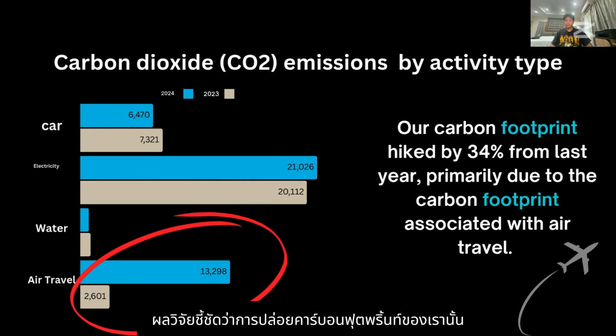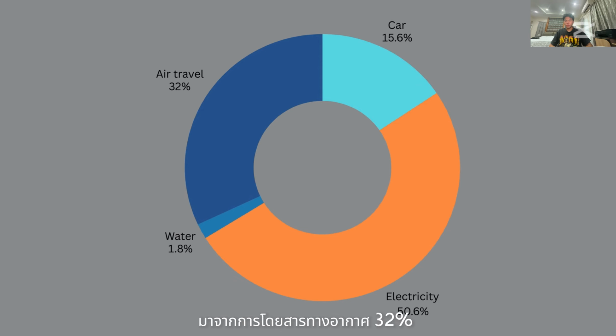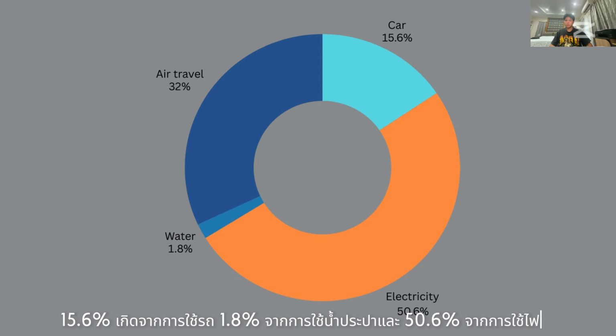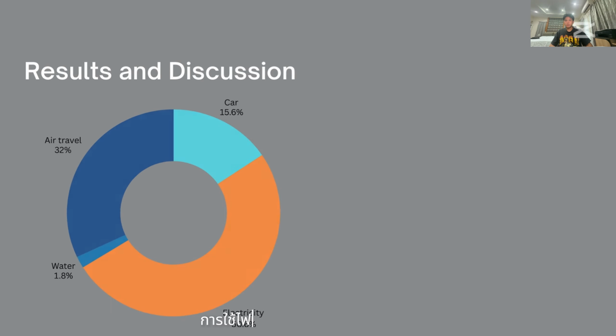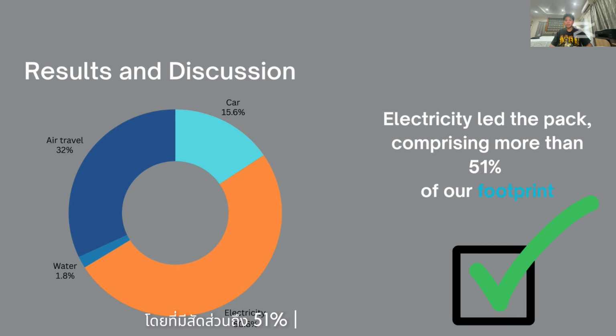As you can see here, this is the carbon emissions from these factors. We have 32% from air travel, 15.6% from car usage, 1.8% from water usage, and 50.6% from electricity. This means that electricity led the pack, comprising more than 51% of our carbon footprint.